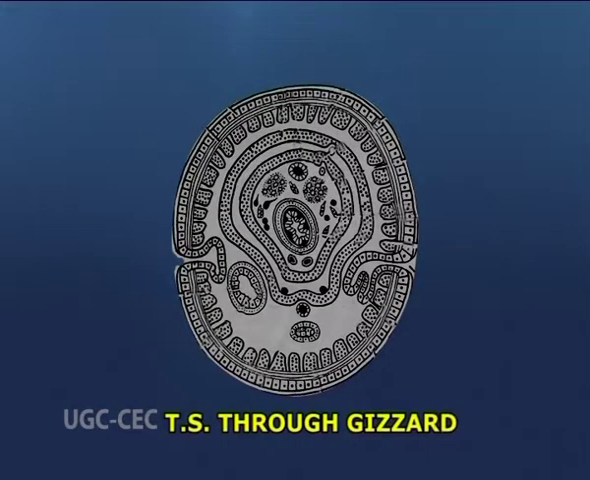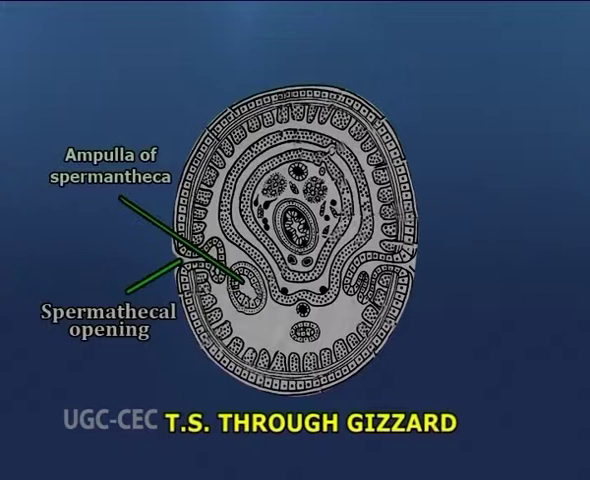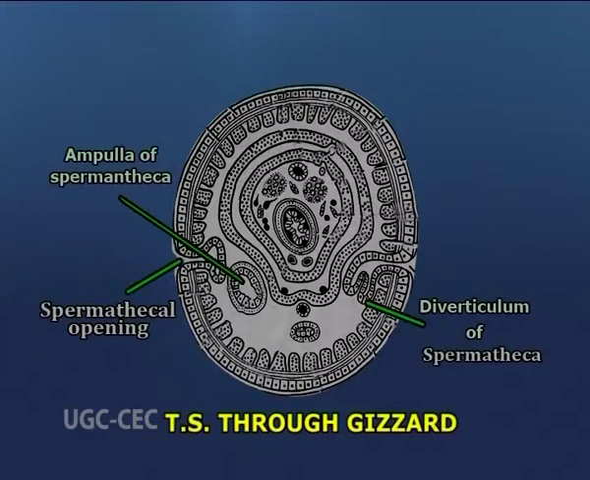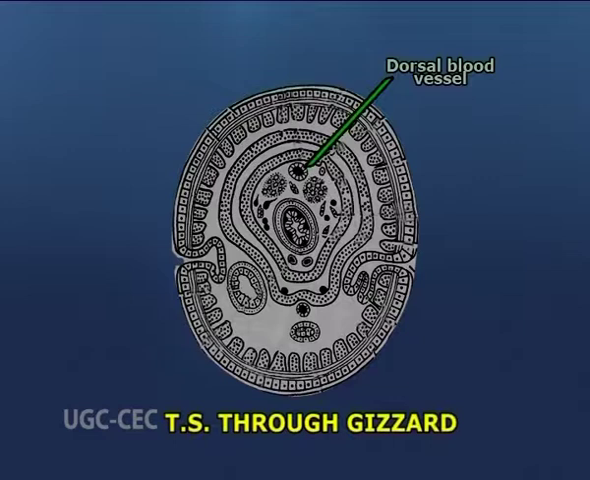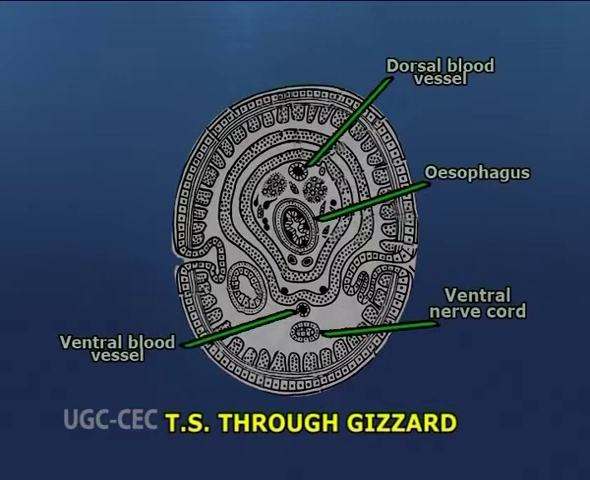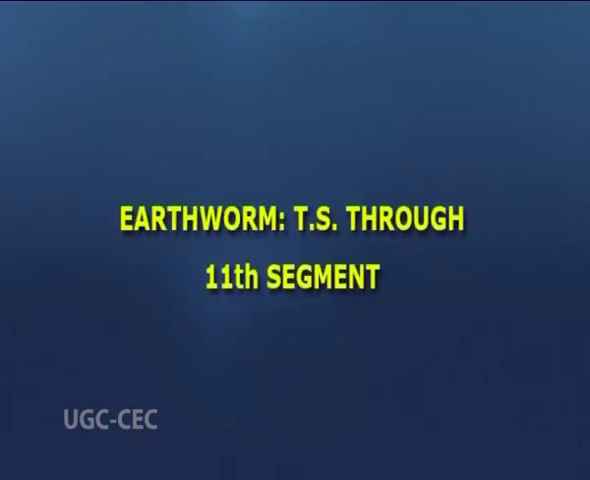Spermathecae are flask-shaped and distinguished into a pear-shaped ampulla and a narrow neck opening on body margins. Each neck has a ciliated diverticulum which retains spermatozoa received during copulation. Two circular intersegmental septa, dorsal and ventral blood vessels, ventral nerve cord and esophagus sections are also observed. Now we will see transverse section through 11th segment.